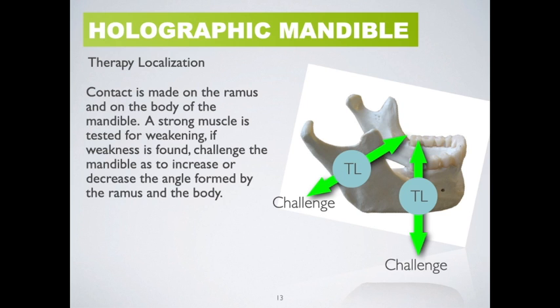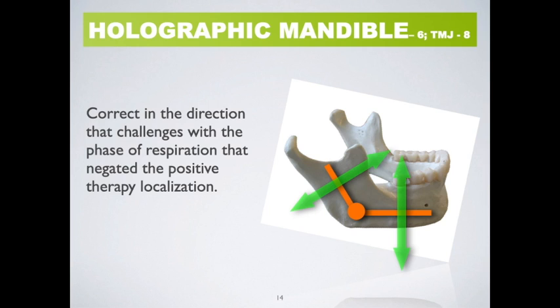So therapy localization, same thing. You have the patient 2-point therapy localize, ramus and body. And then if you find it, then you would challenge the ramus and body. You would torque it in different directions and look for a strong indicator muscle weakening. And then that would be your correction vector. So you correct in the direction that challenges with the phase of respiration that negated the positive therapy localization.